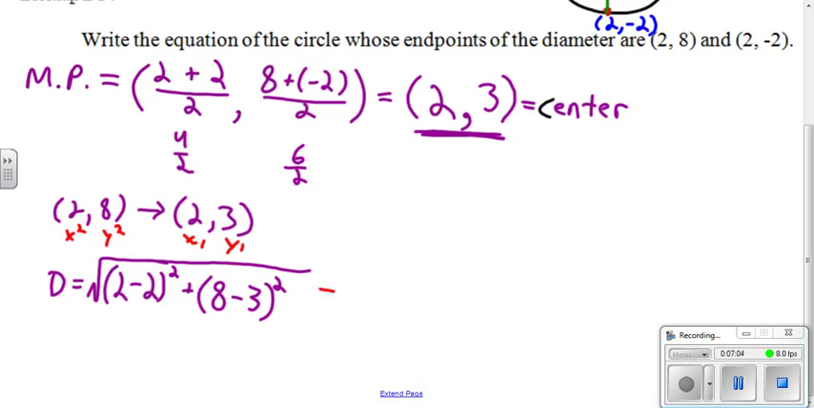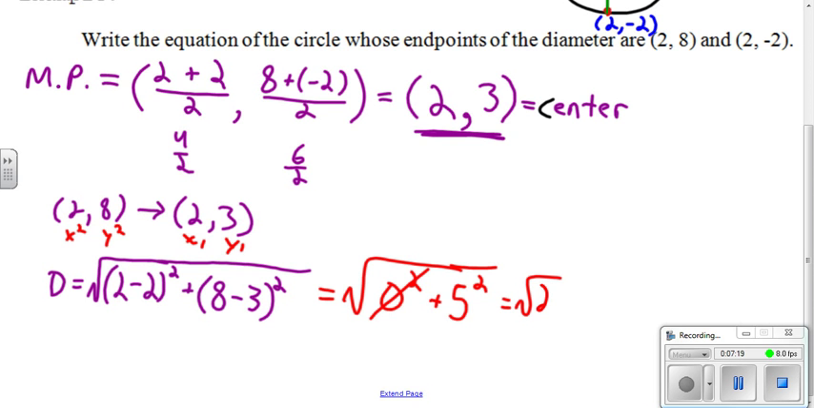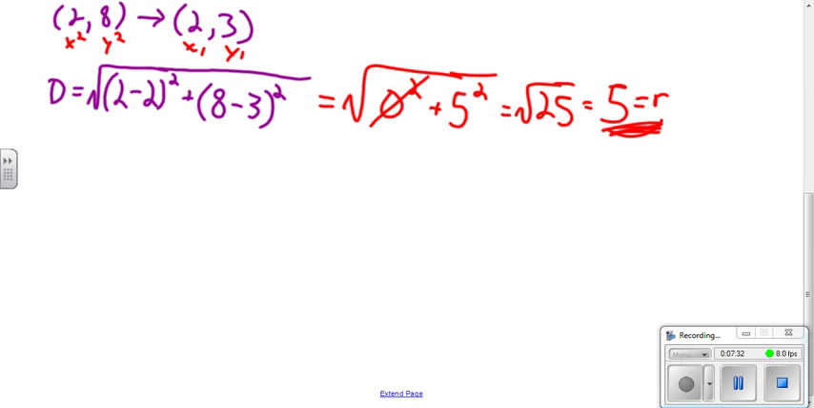Now from here we say 2 minus 2 is 0 squared, plus 8 minus 3 is 5 squared. 0 squared is just 0. 5 squared is 25, so we'd say it's the square root of 25, which we know is 5. So 5 is our radius. Now we know our center, we know our radius, so we are ready to create our equation from that.